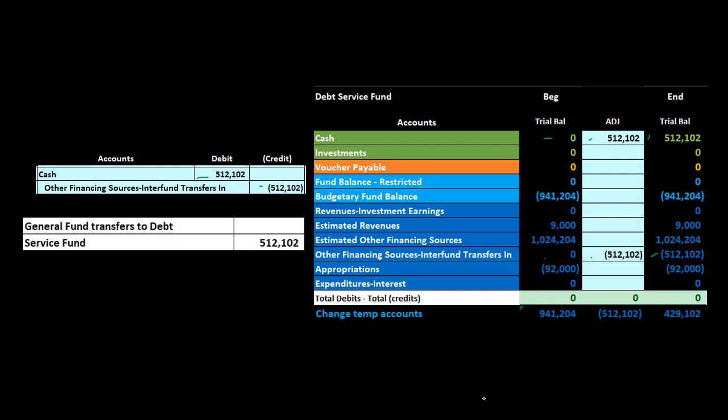Of course, in the general fund, we would see a mirror opposite of this activity. We would see a decrease in cash, and we have other financing uses as an interfund transfer out. And then, of course, the interfund transfer in here as we see.